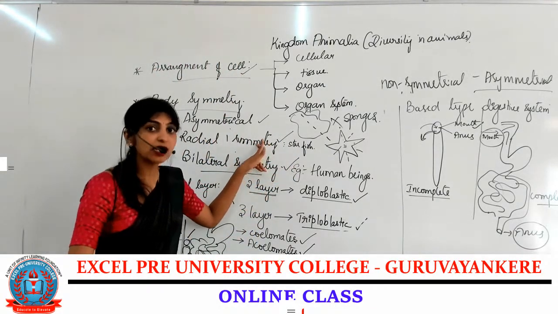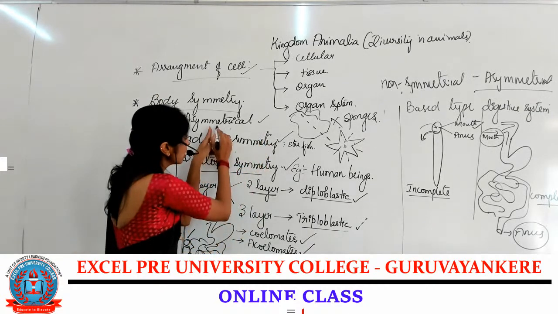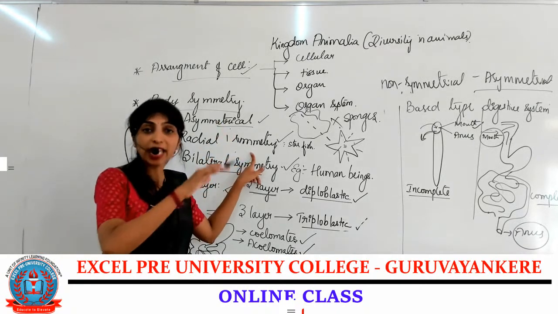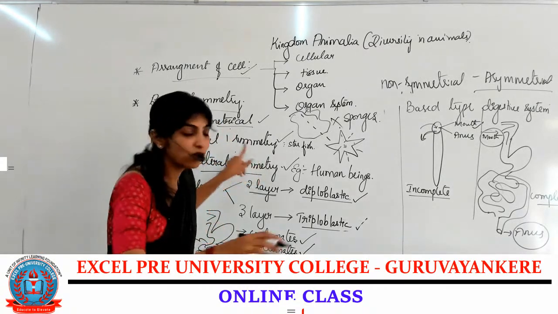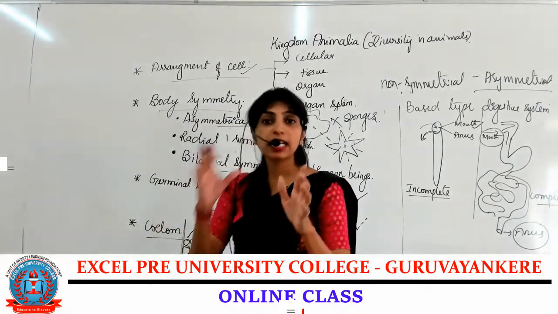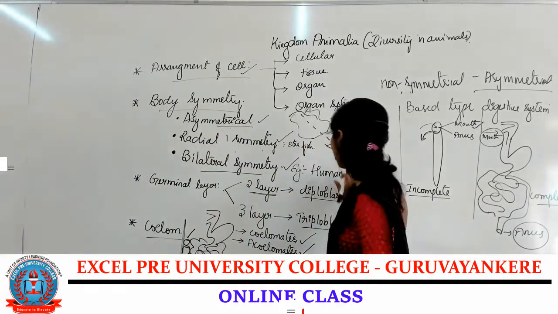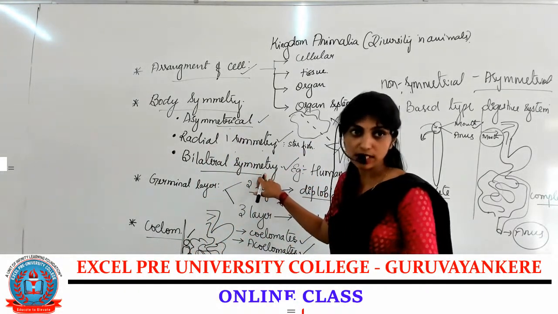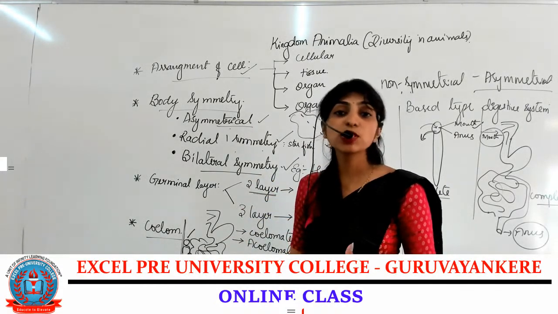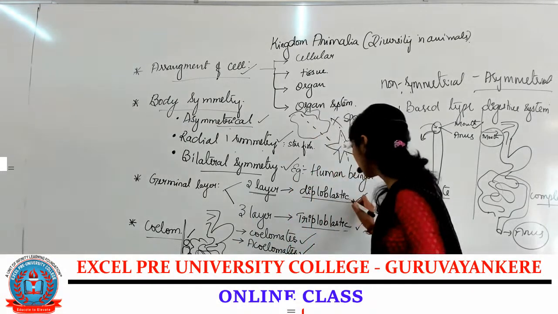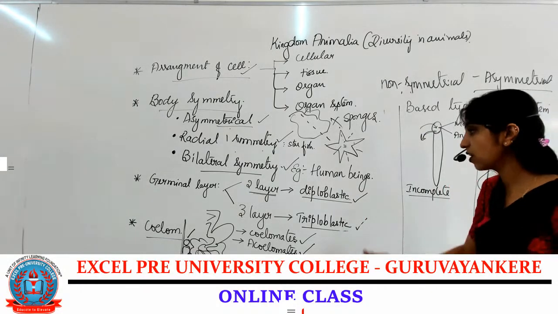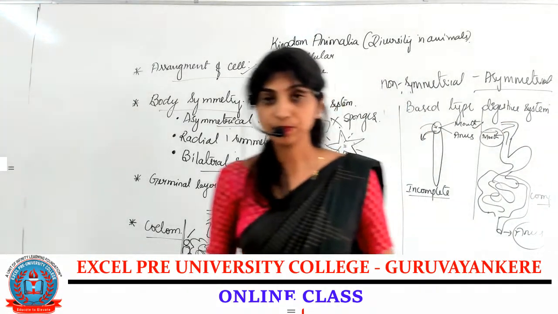When I divide an organism through the central axis, if I do not get equal halves, then it is asymmetrical. If I divide an organism in any plane and I get equal halves, then it is radial symmetry. If I divide an organism in one plane and I get identical left and right, then it is bilateral symmetry. Similarly, based on the embryonic or germinal layers, if the animal's body has two layers, we call it diploblastic. If the animal's body has three layers, we call it triploblastic.